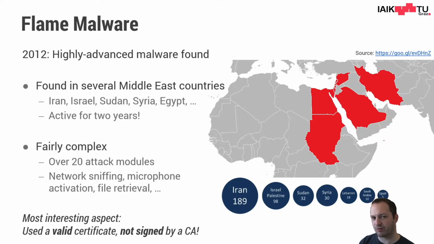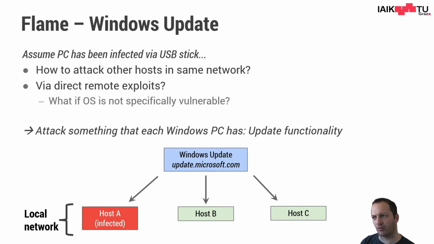And apparently it shared code with another malware called Stuxnet. You've probably heard of that. It was an implant that was placed into Iranian nuclear reactors, and there are also rumors that Israel is the author of that. So the reason I'm presenting this is that it used a valid certificate that was not signed by a CA. How did this actually come to computers? That's also an interesting thing.